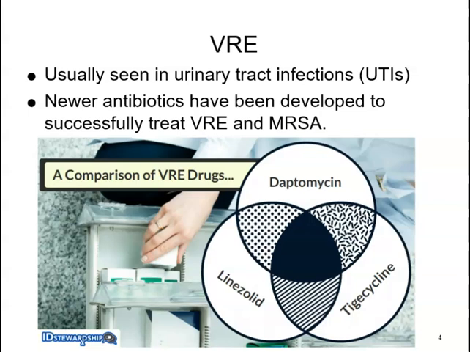VRE is something that we see in the urine. It could also be in the blood and different things, but most commonly seen in the urine. And there are antibiotics that we are now using to treat VRE and MRSA, but again, we're not developing them as fast as we used to. The ones that are used for VRE currently would be linezolid, daptomycin, and tigecycline. There may be more out there. This is just a little nod to the newer ones and the ones that still work.